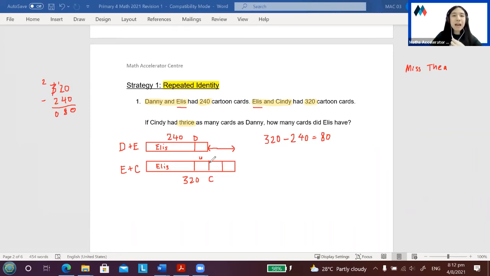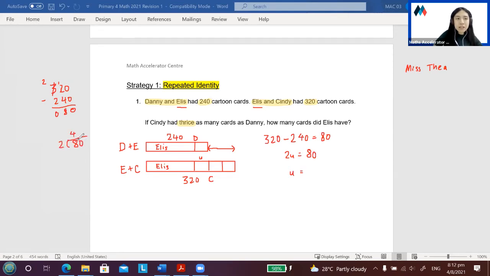Hopefully, it'll fix itself. So yes, one box is 1 unit, right? By doing 320 minus 240, we found the difference. That is these 2 units. That means we can conclude that 2 units is equal to 80. Now we want to find 1 unit, right? So we need to do 80 divided by 2. Can anyone tell me what that is? Oh, not quite 20, is it? So it is 80 divided by 2, right?